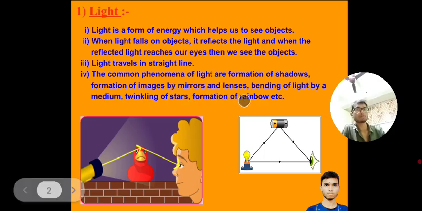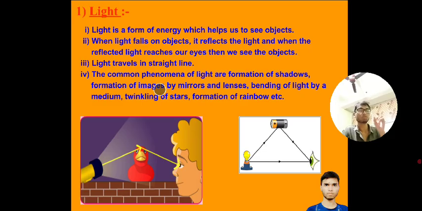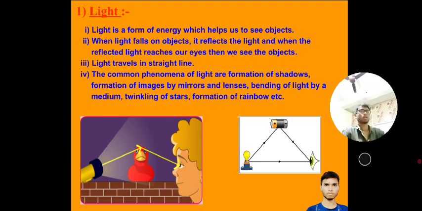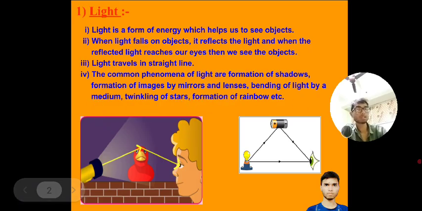Formation of images by mirrors and lenses. It is possible to see images inside a mirror because when light falls on the surface of the mirror, it turns into another direction. After the rays reflect from the surface of the mirror, the image of the object is formed inside the mirror. This is how an image is formed by mirrors.